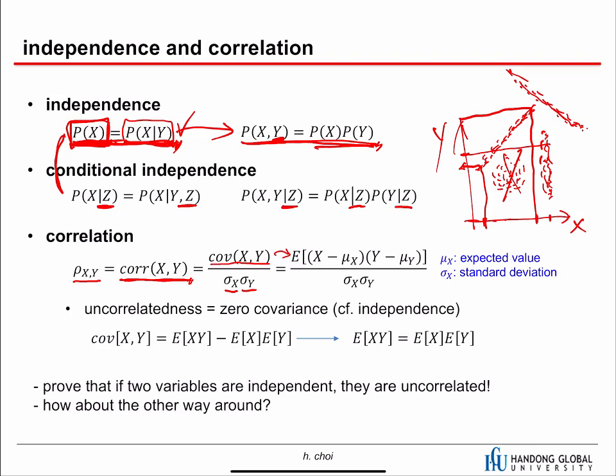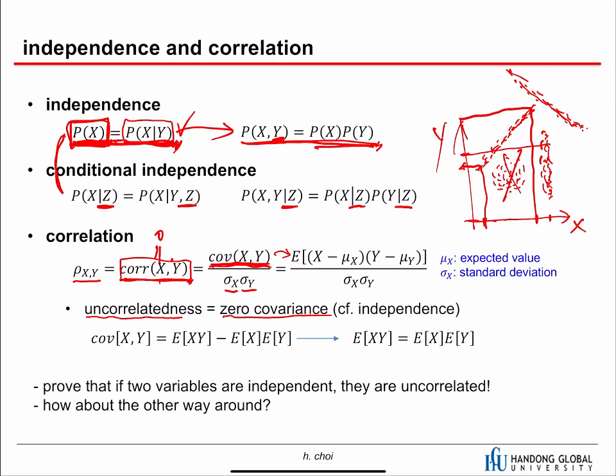And if x and y are uncorrelated, then they have zero covariance. We can see this really easily. Uncorrelated means the correlation of x and y is zero. If this is zero, then the covariance should be zero. That's simple. If the covariance is zero, then the correlation should be zero.